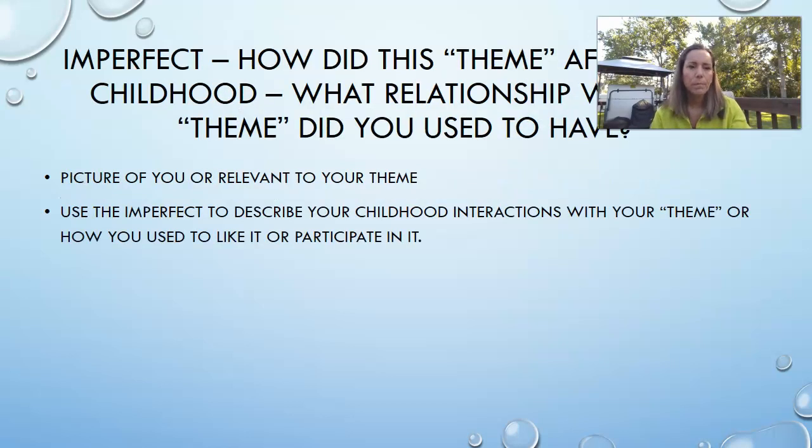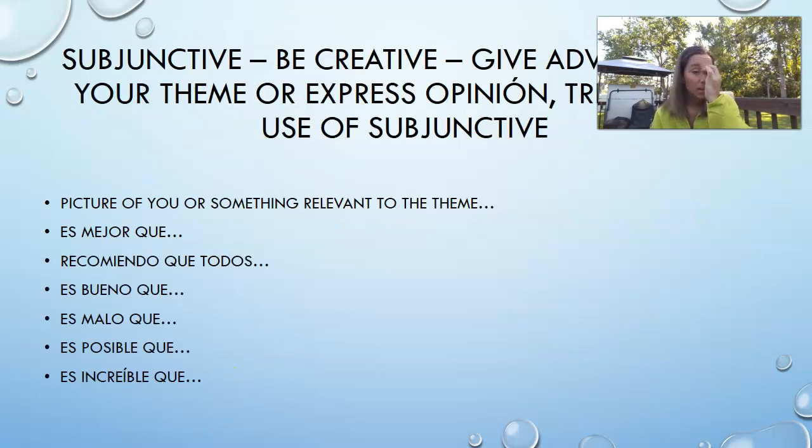Okay. The imperfect, how did this theme, whatever this is, for me it's running, affect your childhood? What relationship with this theme did you used to have? So a picture of you or a relevant picture. I couldn't find a picture of myself running as a kid. Sorry. So, but I didn't run as a kid. Actually, I played a lot of soccer. So I found a picture of a little girl playing soccer. So every picture doesn't have to be of you if you really can't find it. Use the imperfect to describe your childhood interactions with your theme or how you used to like it and participate in it.